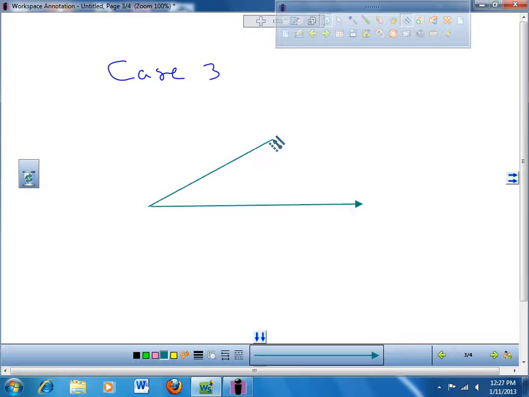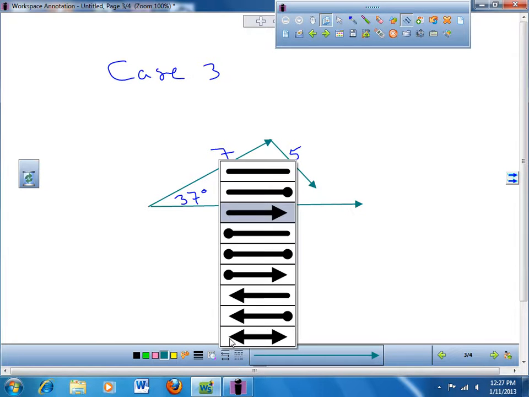So now, one more side, we need 7. We'll call this side 7. This side is 5. This angle, in this case, is going to be 37 degrees. All right, and now I'm going to drop down my height again.